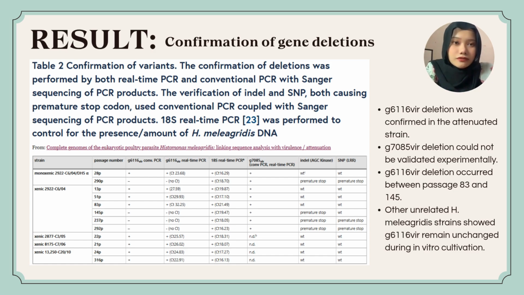To confirm the deletions of genes G6116VIR and G7085VIR in the attenuated strain, conventional and real-time PCR were performed on different passage numbers. The deletion of the former gene was verified, but the deletion of the latter gene could not be confirmed experimentally. Further analysis indicated that the former gene deletion happened between passage 83 and 145. Additionally, testing of unrelated Histomonas meleagridis strains showed that the former gene remained unchanged throughout in vitro cultivation.